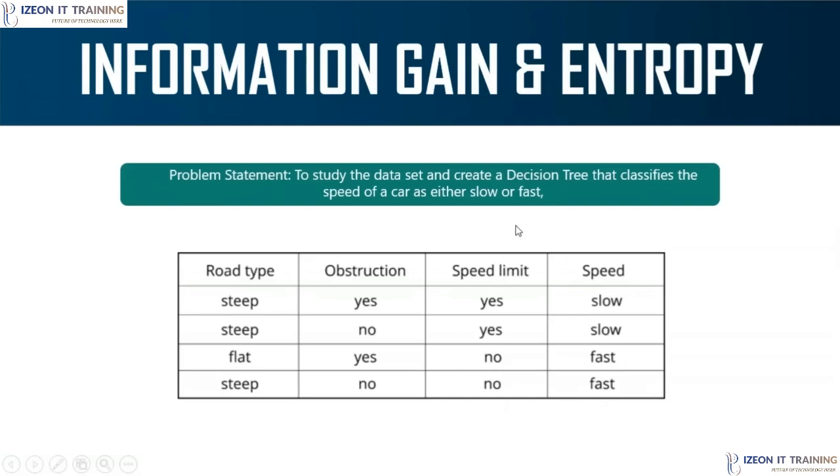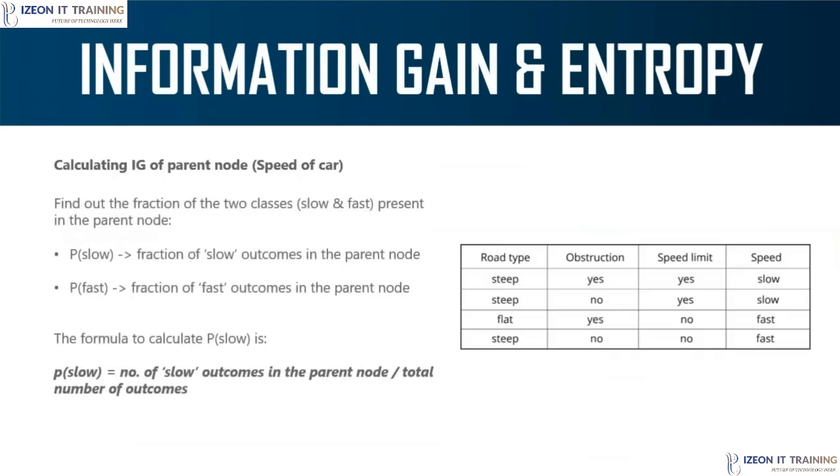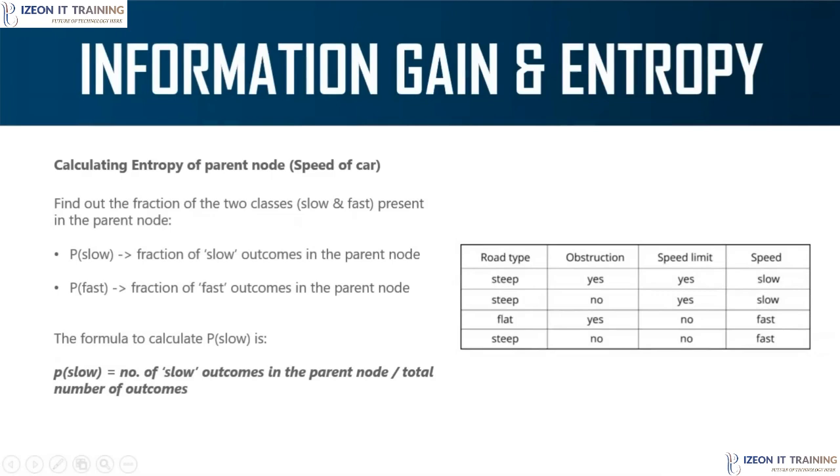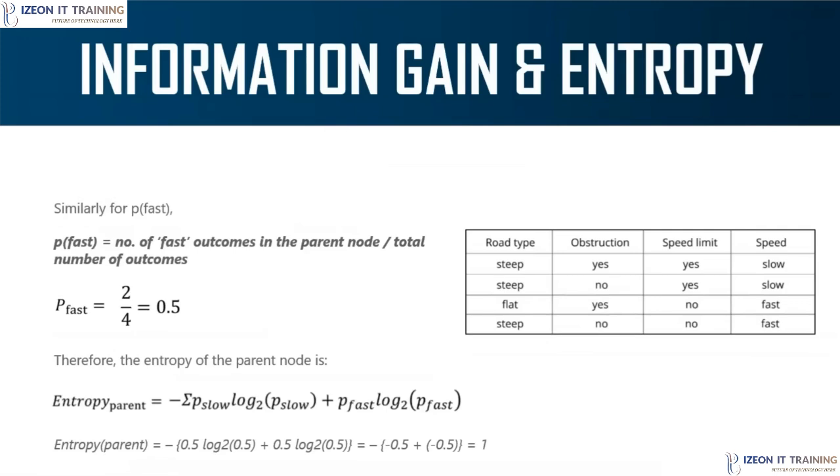So here itself, you can understand that speed limit has no uncertainty. So every time you've maintained your speed limit, you will be going slow. And every time you're outside your speed limit, you will be going fast. All right. It's as simple as that. So how did you start? So you started by calculating the entropy of the parent node. Okay. You calculated the entropy of the parent node, which came down to 1.